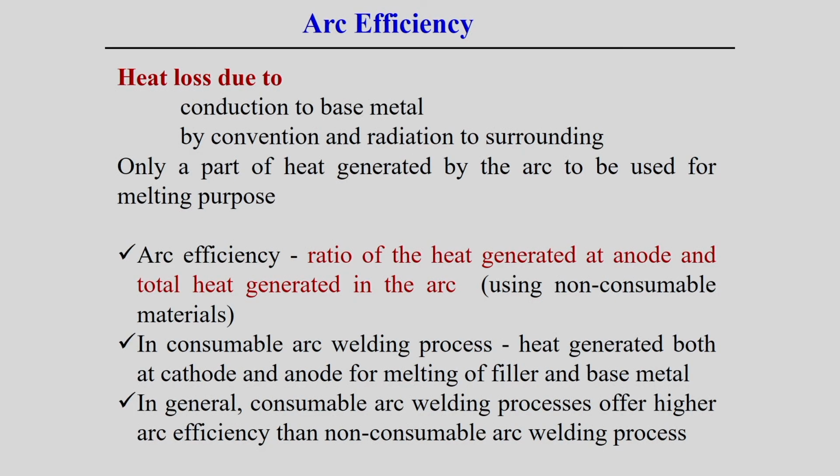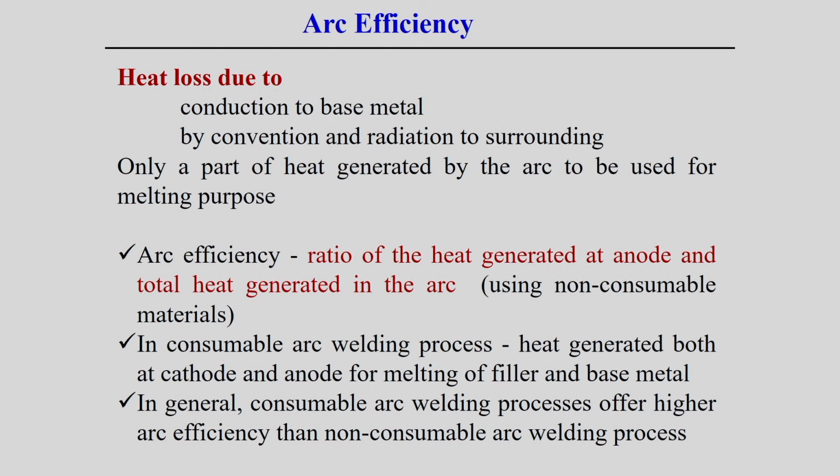So, that loss is also accounted for, but only a part of the heat generated by the arc can be used for melting purposes. It means that the heat generated by the arc is not exactly utilized in its entirety for melting of the substrate material. So, we can define the arc efficiency as the ratio of the heat generated at the anode to the total heat generated in the arc using the non-consumable electrode. That ratio basically indicates the arc efficiency.